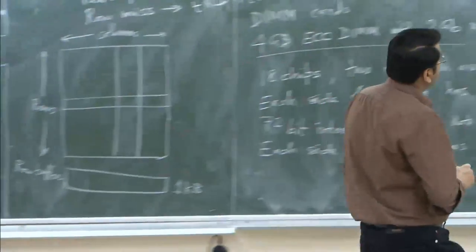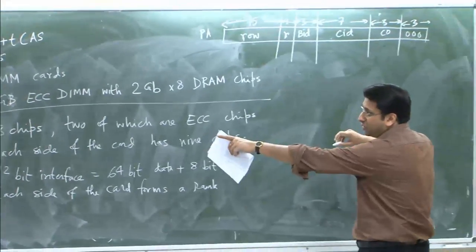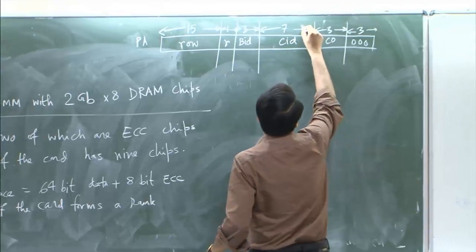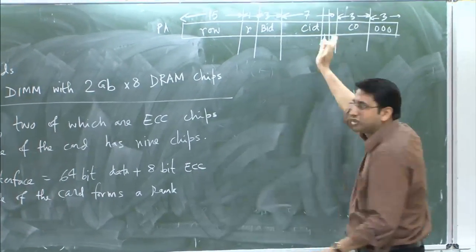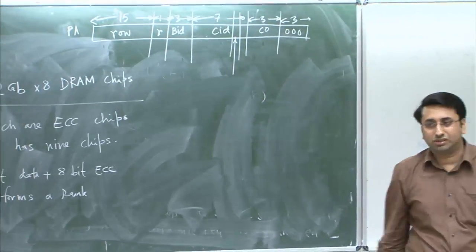So I put it right after the offset. In this case I have a 128-byte cache block, so I put the seventh bit here. This would be my channel bit. Okay. The column ID will get split, unfortunately, in this case. Right?